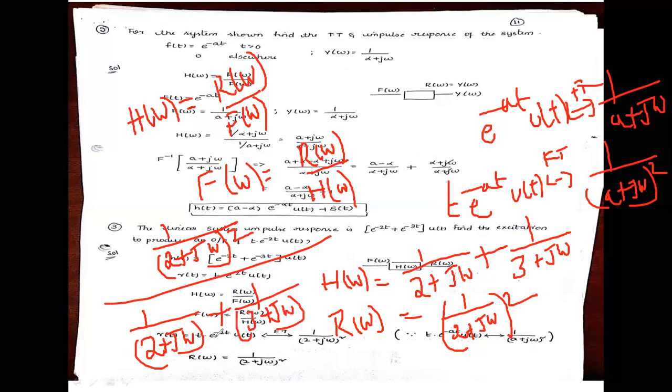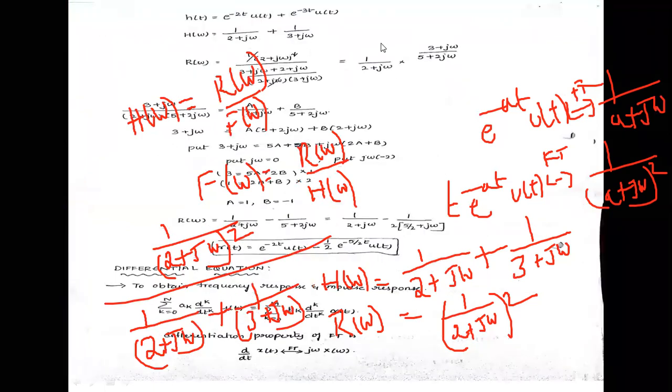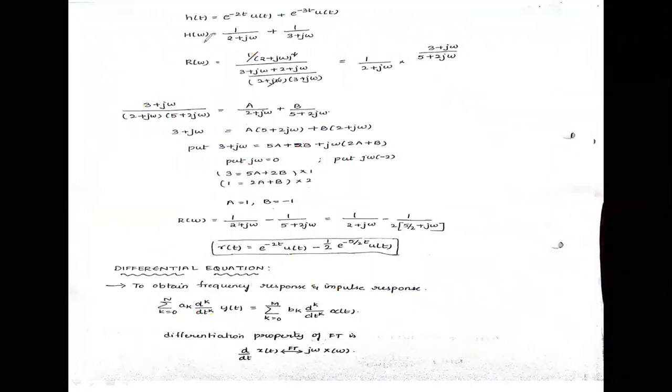Simplify this. How do we get the simplification? 3 plus j omega plus 2 plus j omega means 5 plus 2 j omega, and in the denominator one power cancels with one power, and simplify. Okay, the next one, see, already the simplification is done here. H of omega is 1 by 2 plus j omega plus 1 by 3 plus j omega.